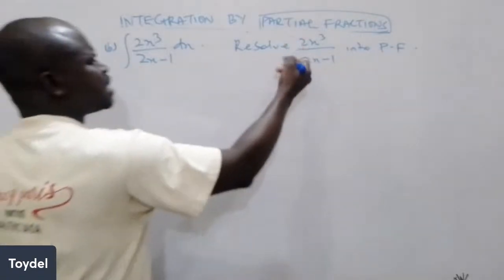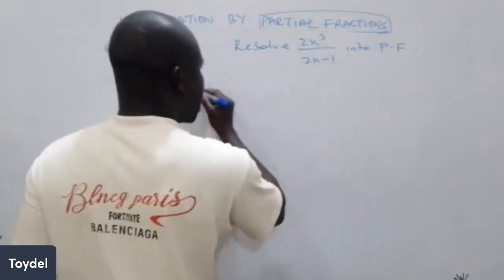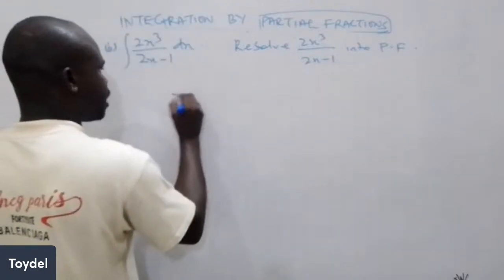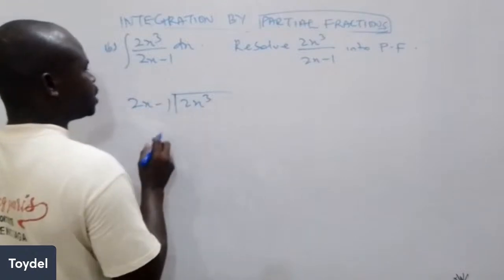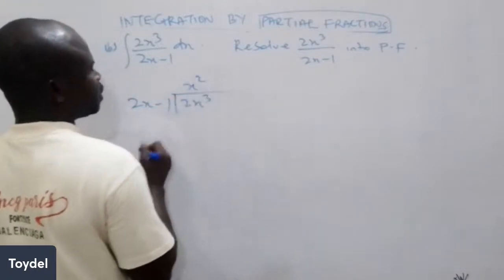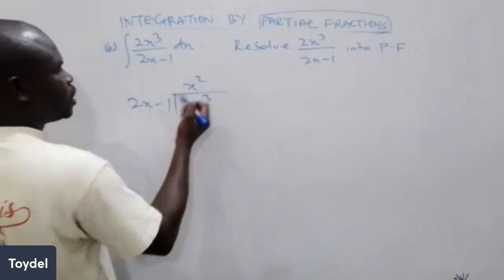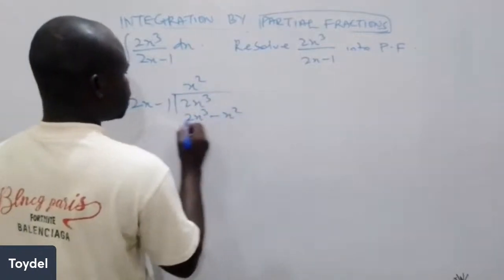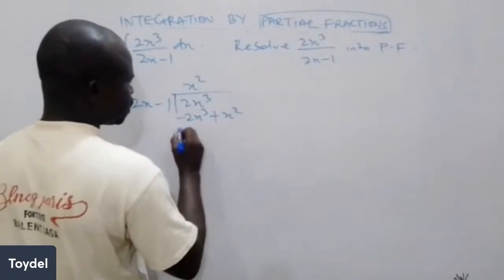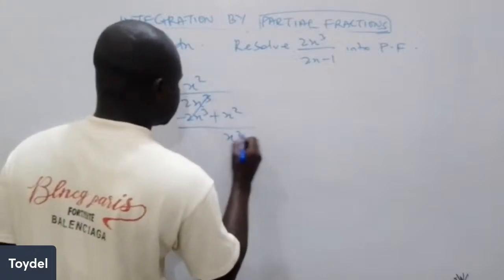Then, since this is an improper form of partial fraction, I'll first use the long division method. That is, I will put 2x cubed inside, and I will have 2x minus 1 outside. Then x squared, this is polynomial division. This time this will be 2x cubed minus x squared. I will introduce minus, this will be plus. So this will cancel out, then I will have x squared here.